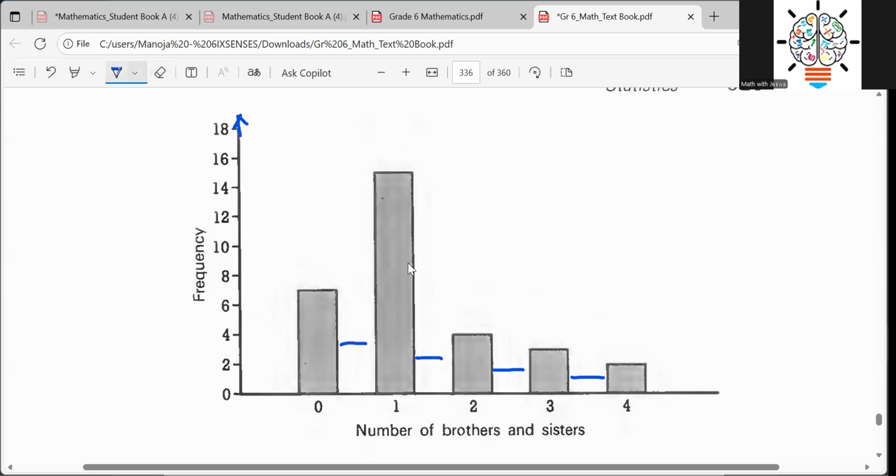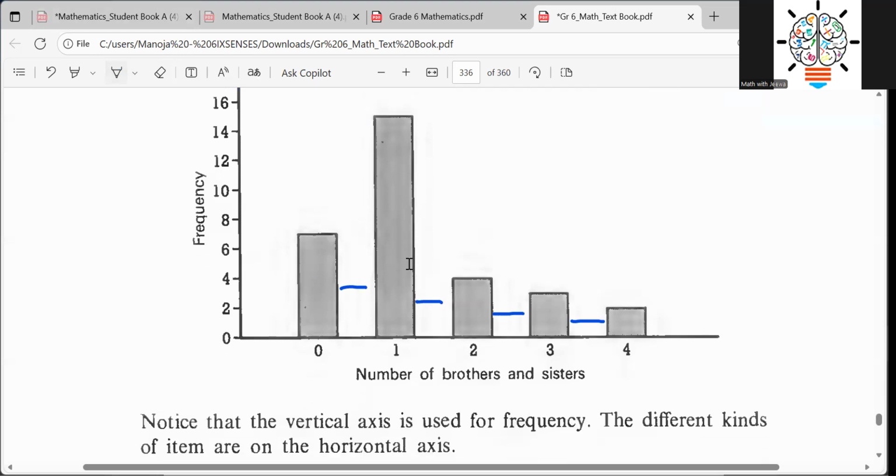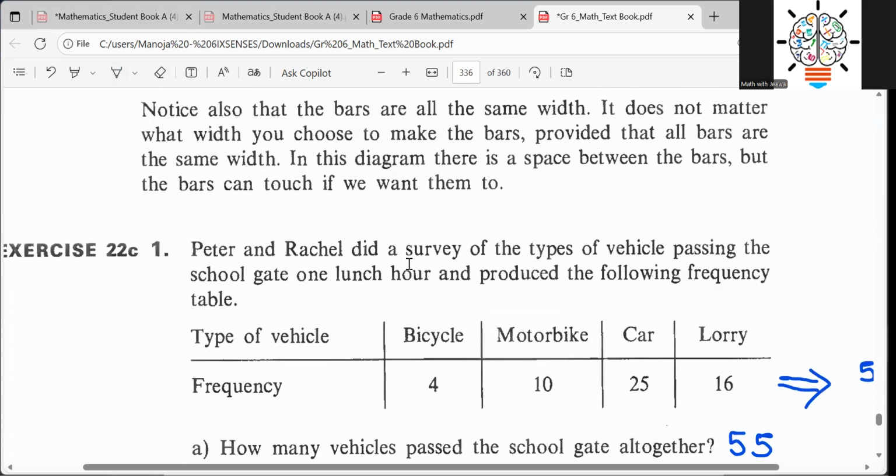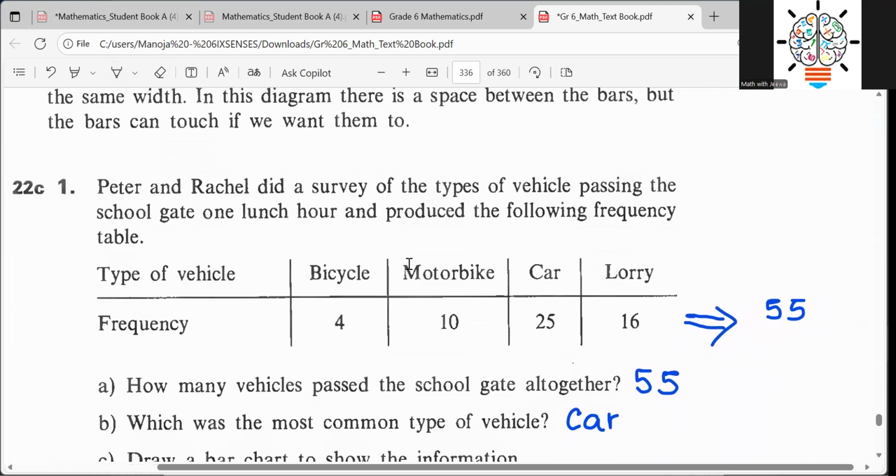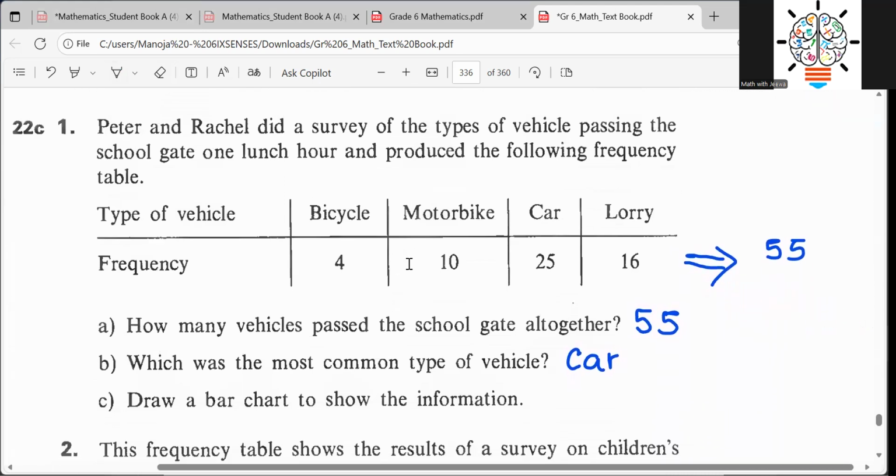That means the number of students who have 0 brothers and sisters, 1 brother or sister, 2 brothers and sisters. So likewise, they have given us the numbers. Based on that, we had the tally marks or the frequency table. Then we have the bar chart like this. So you want to have an idea of how you want to do the bar chart, right? Here you see that they have given the frequencies.